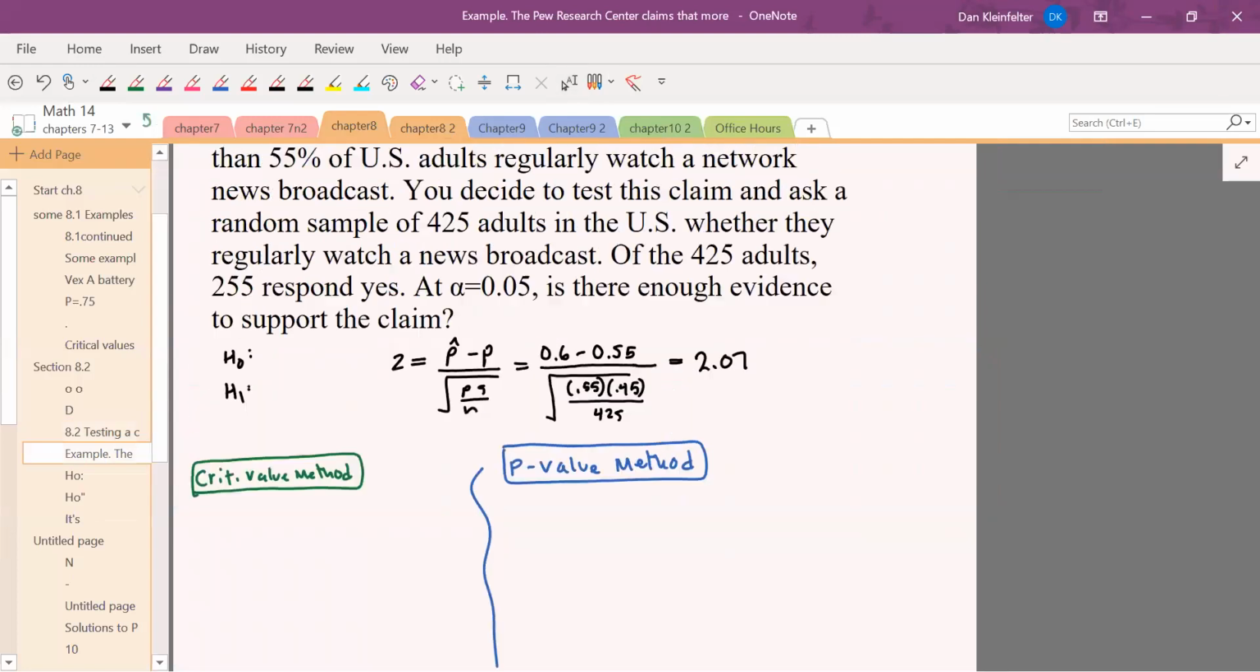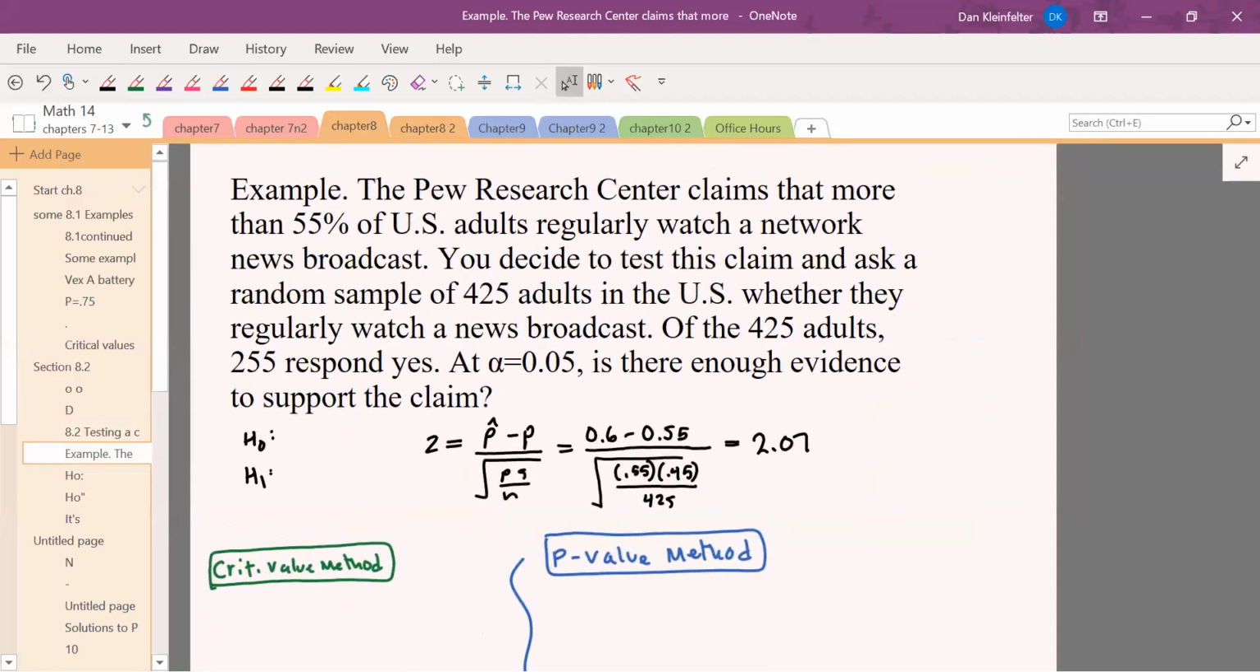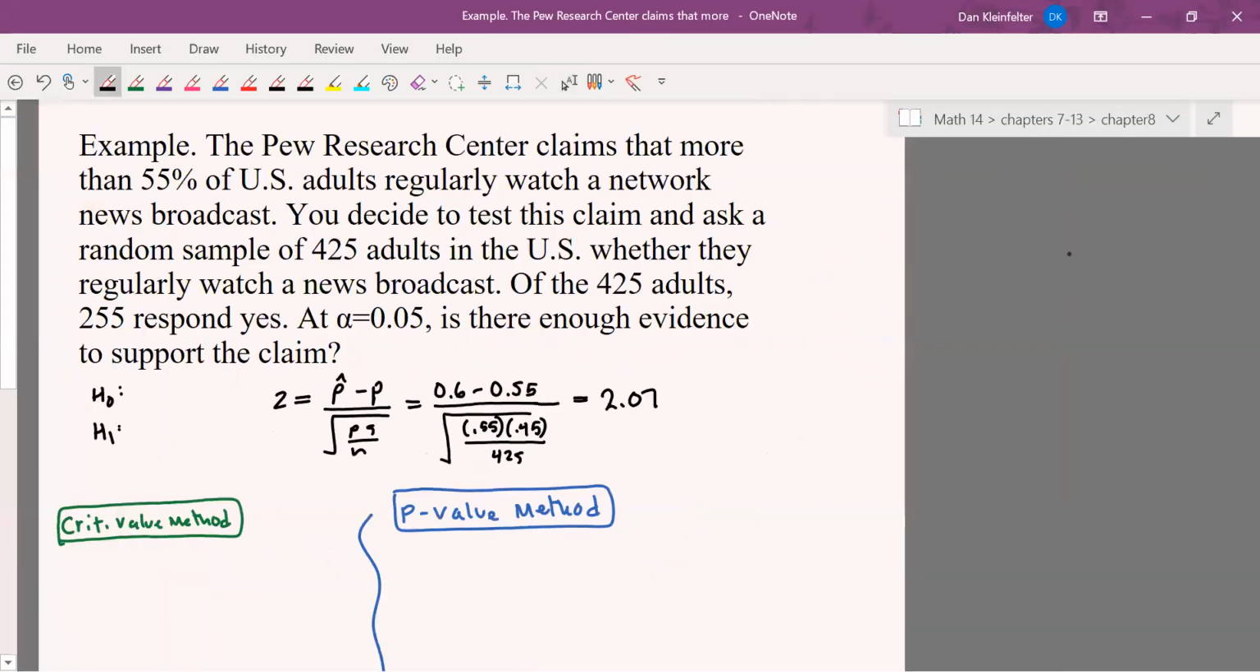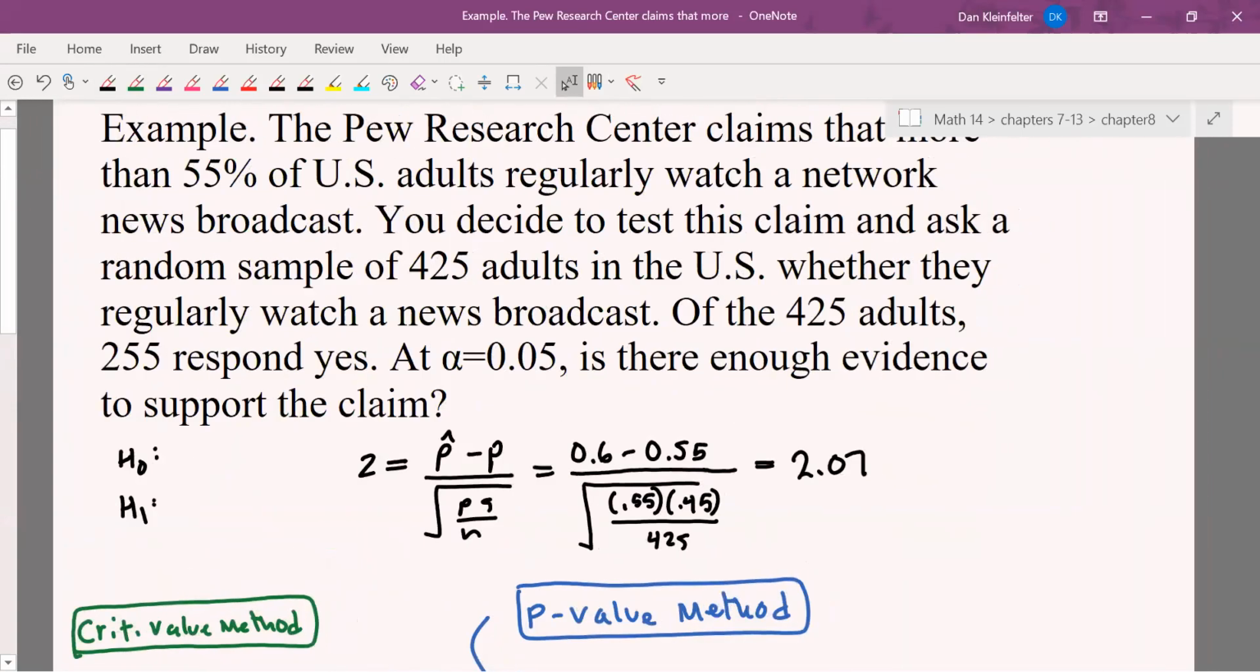Okay, another example. This one I've already done part of to save a bit of time. It says the Pew Research Center claims that more than 55% of U.S. adults regularly watch a network news broadcast. You decide to test this claim and ask a random sample of 425 adults in the U.S. whether they regularly watch a news broadcast. Out of those adults, 255 respond yes. At an alpha of 0.05, is there enough evidence to support the claim?